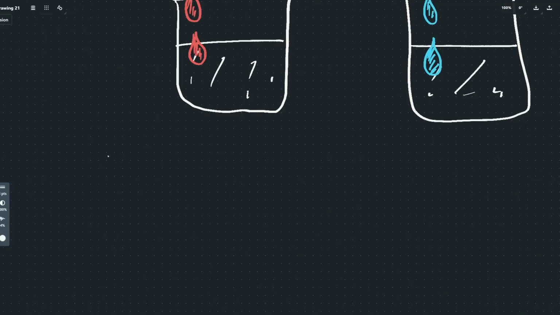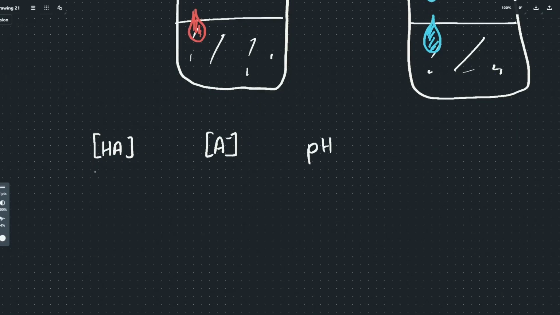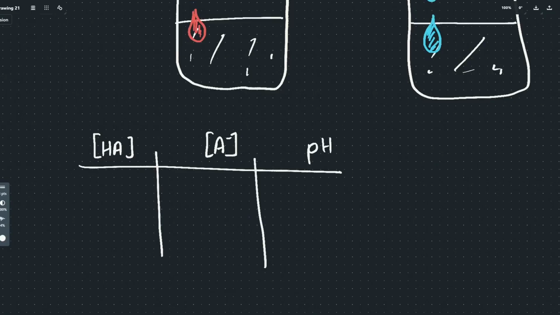Initially, let's suppose we have the HA and we have A negative, and we can also write pH. Now initially, let's suppose we have 0.04 unit of acid and 0.04 unit of its conjugate base. What will be the pH? Let's suppose for this fictitious acid, the pKa is 6.1, let's say.